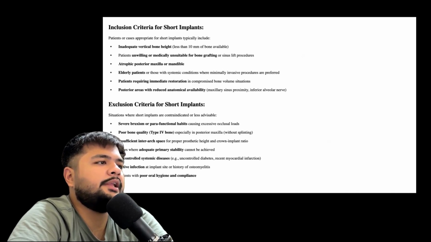Then the exclusion criteria for short implants. These were situations where short implants are contraindicated or less advisable, like severe bruxism or parafunctional habits causing excessive occlusal loads, poor bone quality, that is type 4 bone, especially in the posterior maxilla without splinting, insufficient interarch space for proper prosthetic height and crown-implant ratio, cases where adequate primary stability cannot be achieved, uncontrolled systemic diseases, for example uncontrolled diabetes, recent myocardial infarction, active infection at the implant site, or history of osteomyelitis, and patients with poor oral hygiene and compliance.